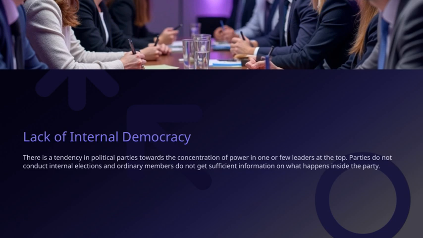This lack of transparency and participation can weaken the party's overall health and its connection to the broader democratic process. It's an important point because, for a party to truly represent and serve its members, internal democracy needs to be strengthened. This connects directly to our overall theme of ensuring accountability and inclusiveness in political systems.